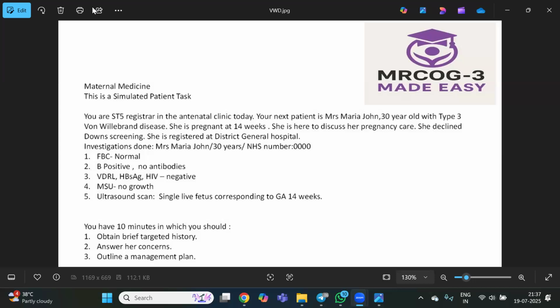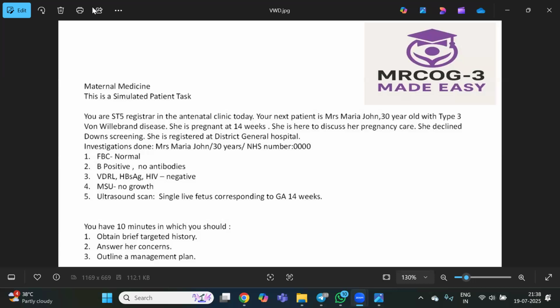So what does the examiner want you to do? Take a brief targeted history related to this condition. Targeted is related to this condition, and she will be having concerns because she has a bleeding disorder, and she will be worried. Also answer her concerns and outline the management. Here you have to manage this case, antenatal, and because it is a very early pregnancy, mostly cover the antenatal part, a brief word about the intrapartum, and one or two words about the postnatal care, because they did not specify the antenatal management. So they said management, so you have to say this.